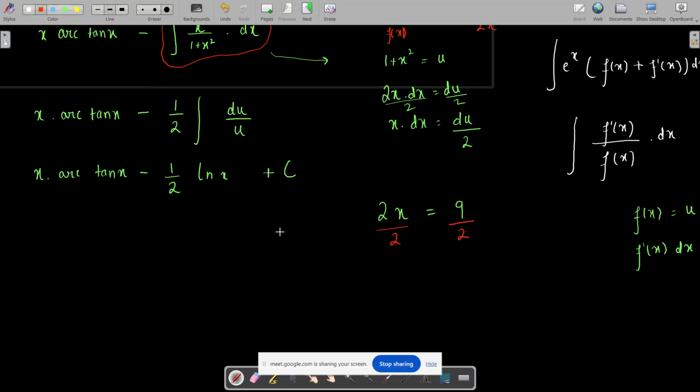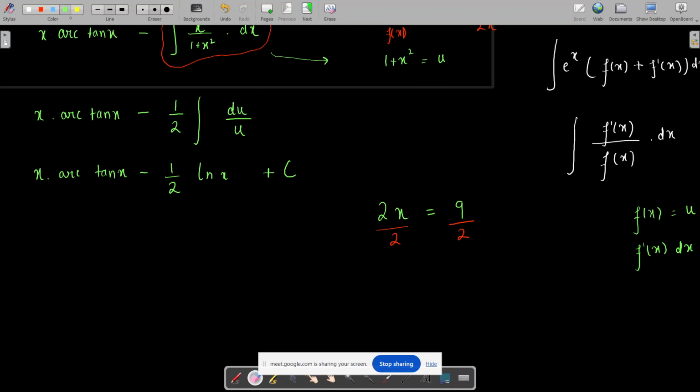I get that. It's just that I'm a little confused about the u substitution part. I understand u substitution, but in this case I don't really understand the steps. Which step? Tell me, I'll explain. From when you started talking about 1 plus x squared equals u, 2x dx equals du, that part. This part, okay.